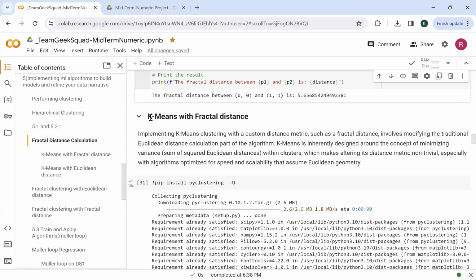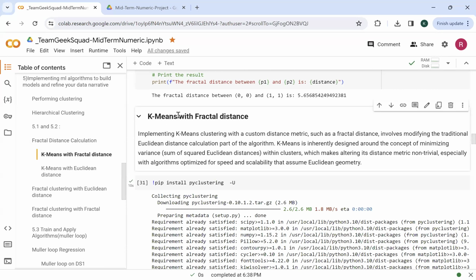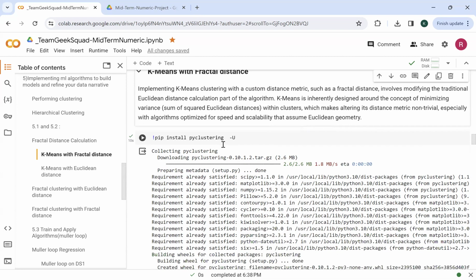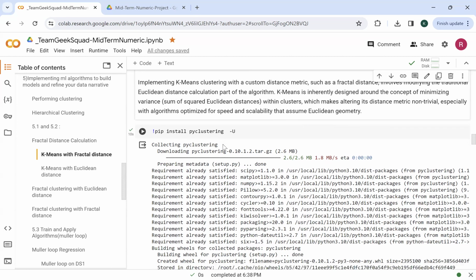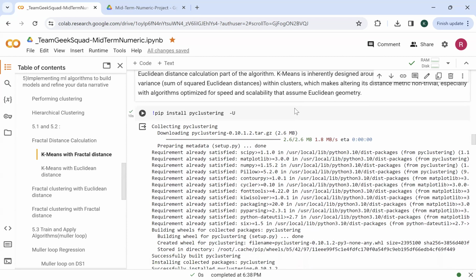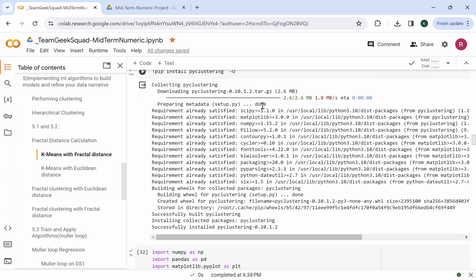And next we worked on k-means with the fractal distance. Here we implement this with a custom distance, which is the fractal distance. It involves modifying the traditional Euclidean distance calculation, which is part of the algorithm. K-means is inherently designed around the concept of minimizing the variance, such as the sum of squared Euclidean distances within clusters, which makes altering its distance metric non-trivial, especially with algorithms optimized for speed, scalability, etc.